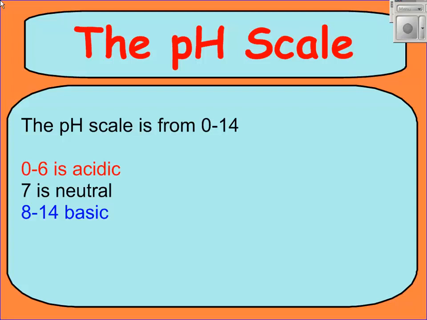Note, the further and further you get away from the neutral point, which is 7, whether in the base direction or in the acid direction, it gets stronger. Therefore, the strongest acid would have a pH of 0, and the strongest base would have a pH of 14.